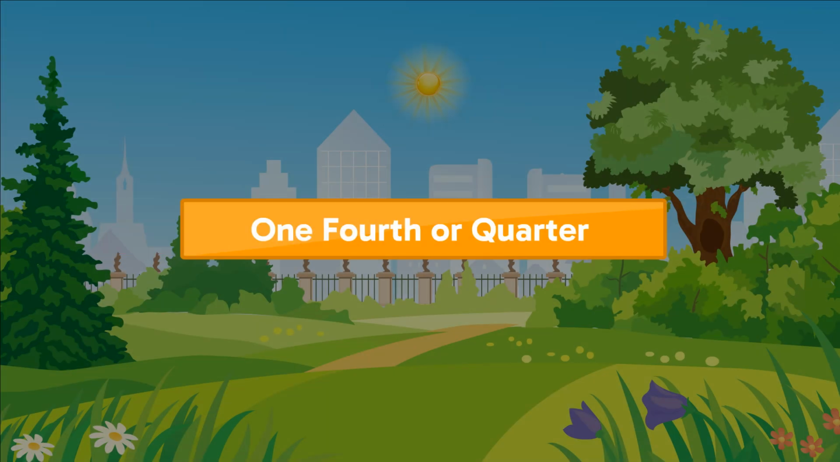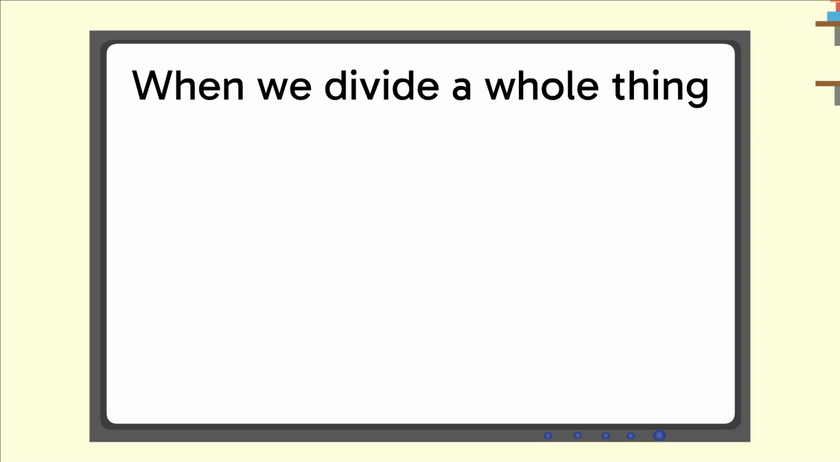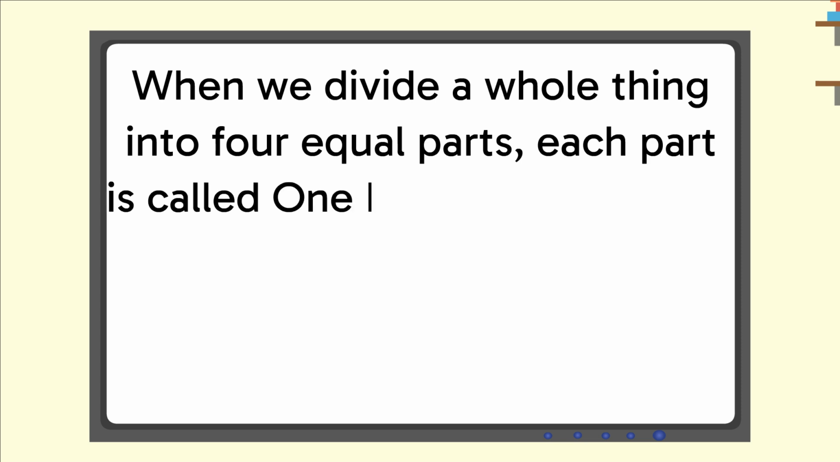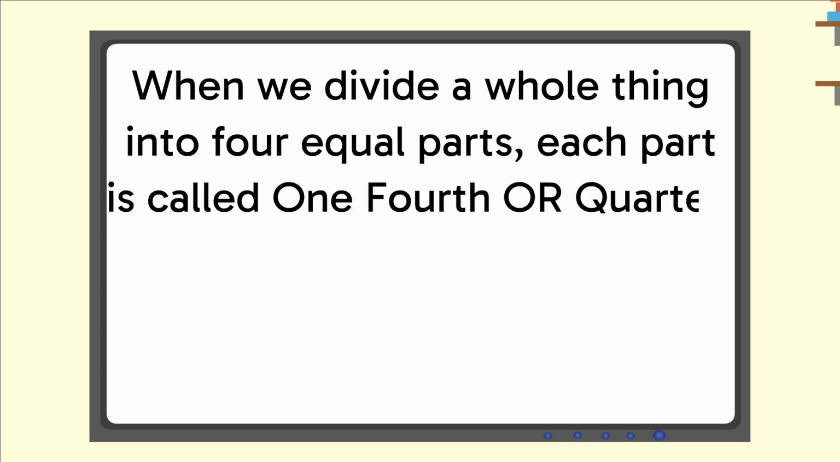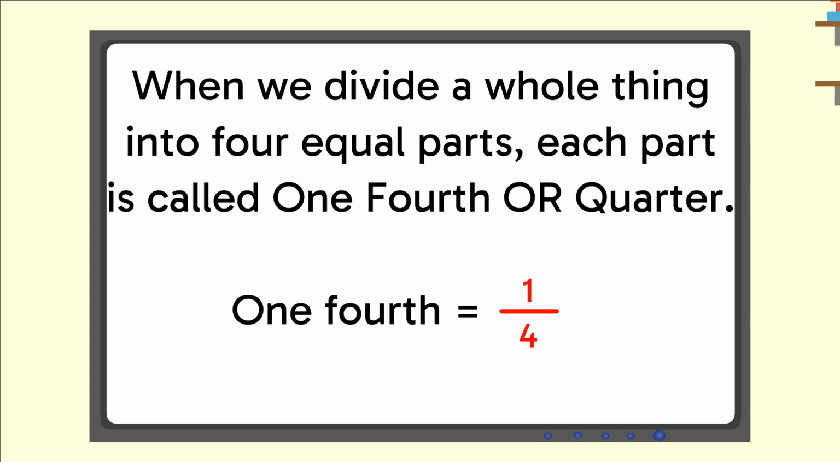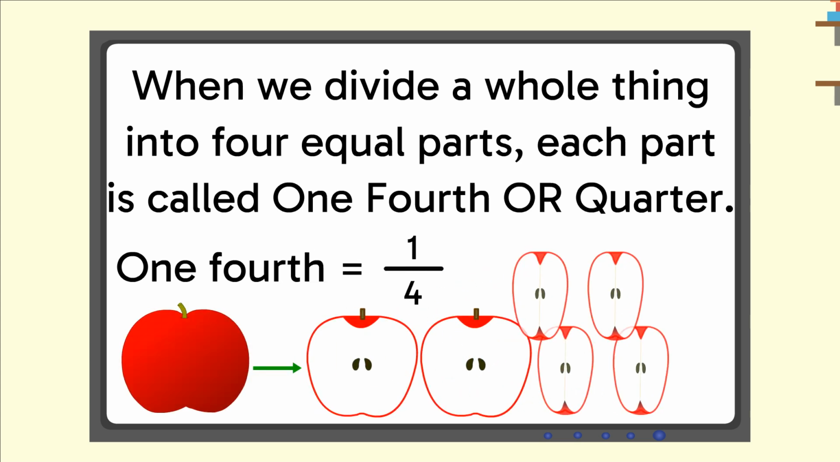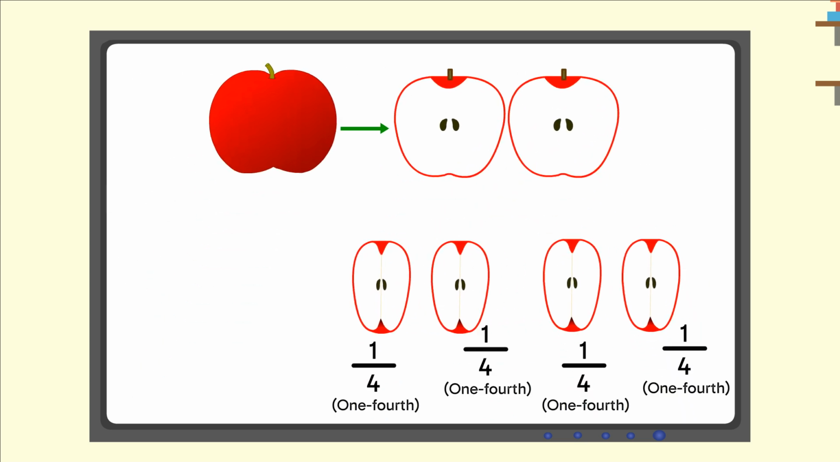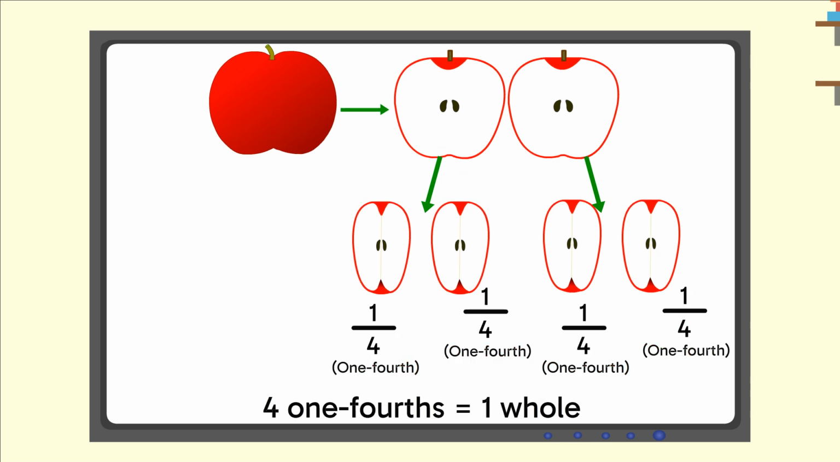One-fourth or quarter. When we divide a whole thing into four equal parts, each part is called one-fourth or a quarter, written like this. Divide an apple in four equal parts. Each part of apple is one-fourth of the whole. We read it as 1 upon 4 or 1 by 4. 4 one-fourths make a whole.